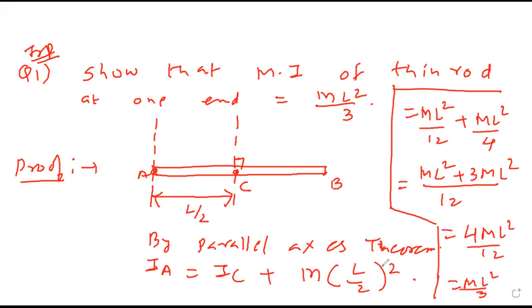Got it? And you have to remember this for solving MCQ. Moment of inertia of thin rod at one end is ml square by 3. Moment of inertia of rod at one end is ml square by 3. At the end, I will take attendance, so you have to wait before leaving.